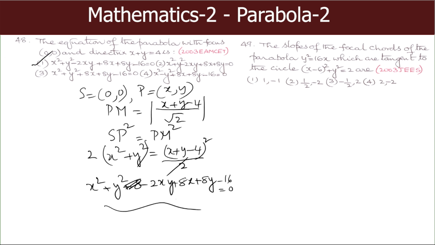49. The slopes of the focal chords of the parabola y square equal to 16x, which are tangent to the circle x minus 6 whole square plus y square equal to 2, are?